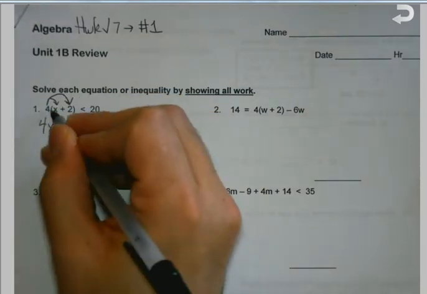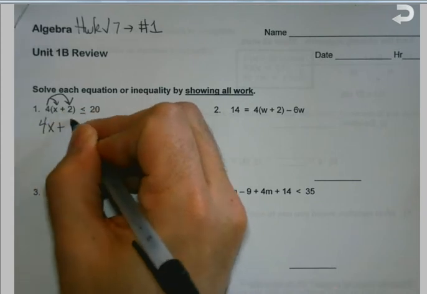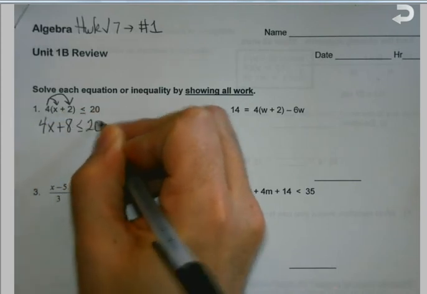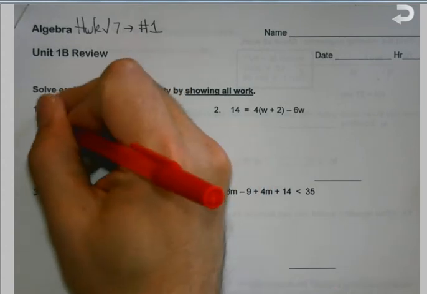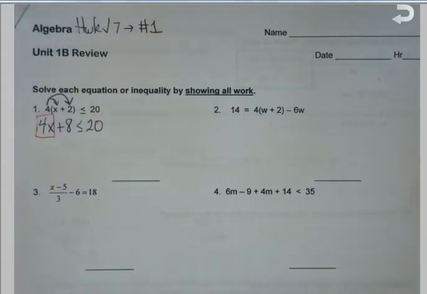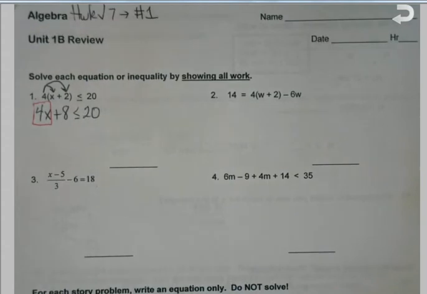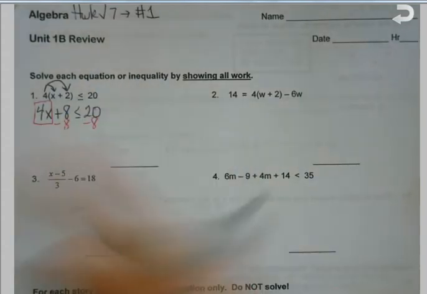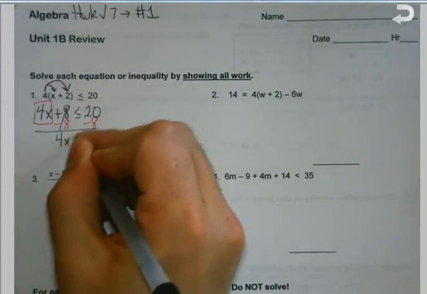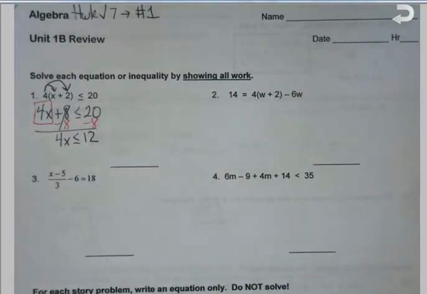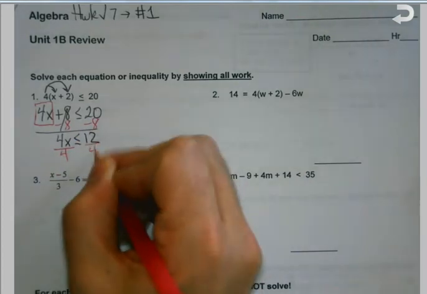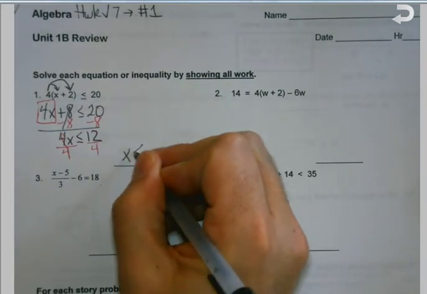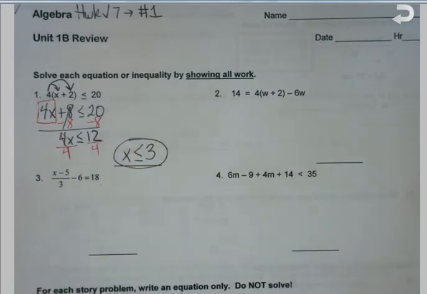So here, again, distributing means we're multiplying. So 4 times 2 would be 8. Now I got the parentheses gone. That's my first job. So now my next job, get the 4x by itself. How? Minus the 8. And then I just got one step to go. I'm undoing the times 4 by dividing by 4. And I'm good to go.